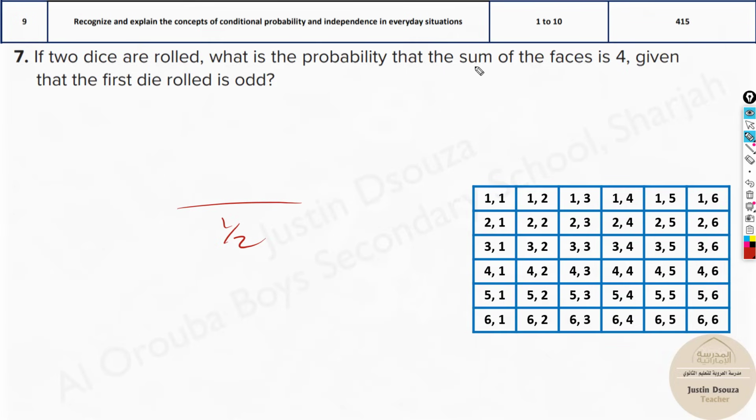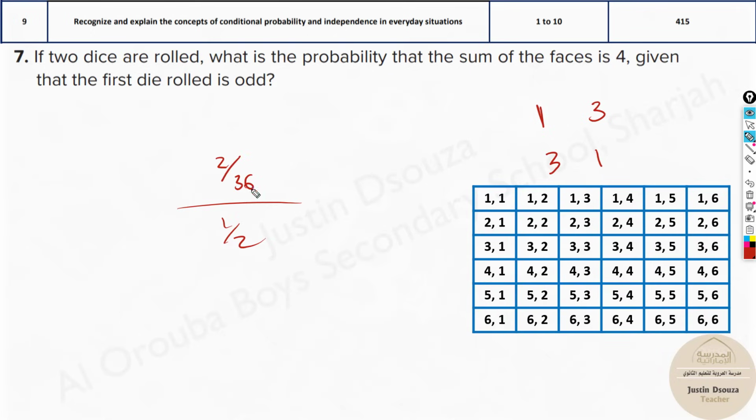Now one more thing is, the sum of the faces is 4. But here the condition is first one must be odd. So it can be 1, 3, 5. But 5, is it possible? Because when you add 5, it's already more than 4. You need to have the sum to be 4. So only 1 and 3 is possible. Now, which are the numbers which will make this sum 4? It can't be 2. It can be 3 over here. Not 4, not 5, not 6. Here also, it can be only 1 because no other number would make the sum 4.